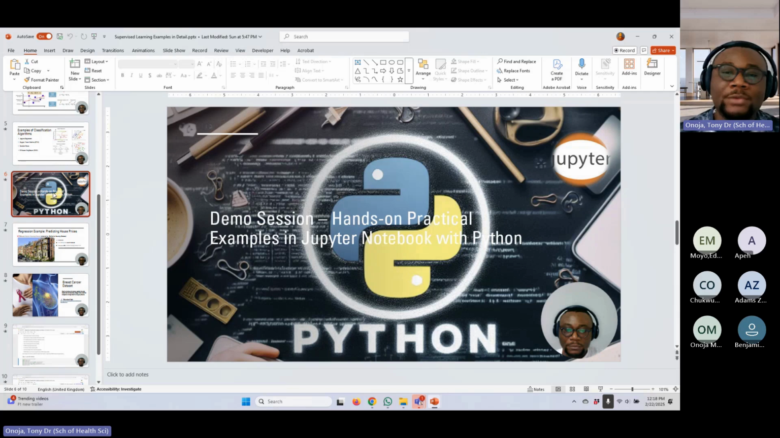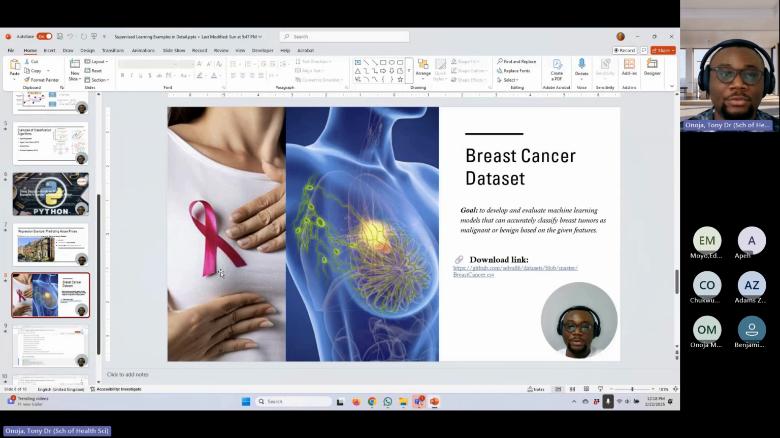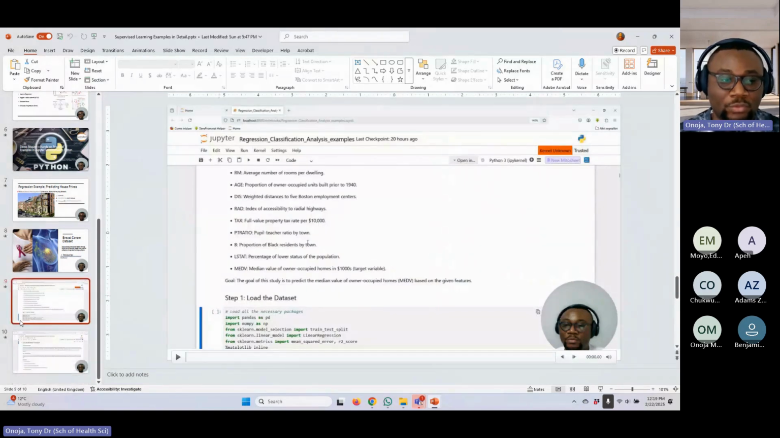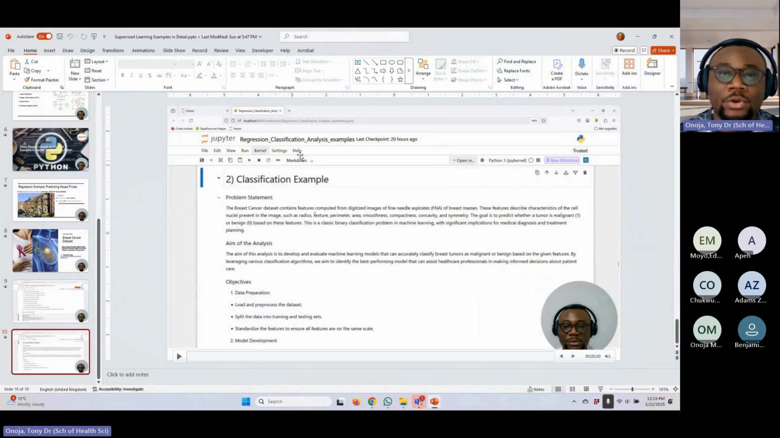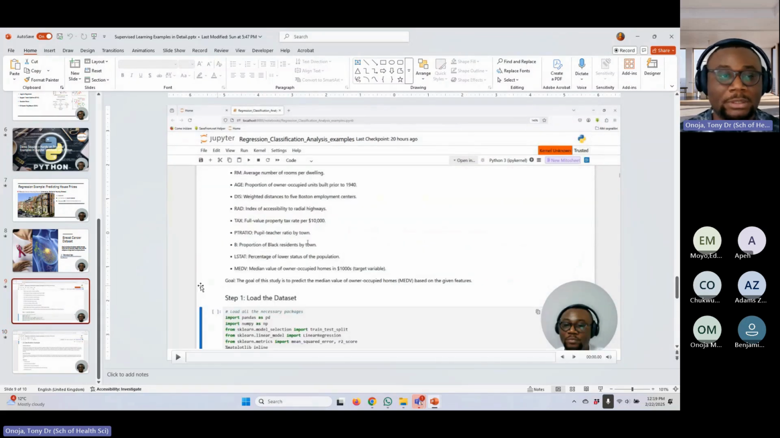And then last week we also talked about hands-on and practical examples in Jupyter Notebook with Python. On the regression example, we talked about the housing problem. And on the classification example, we talked about the breast cancer problem. So again, if you have not watched the class, you could watch it. And if you want to rerun the script, I put a link where you could download the script and rerun it on your own PC to see how these models work.